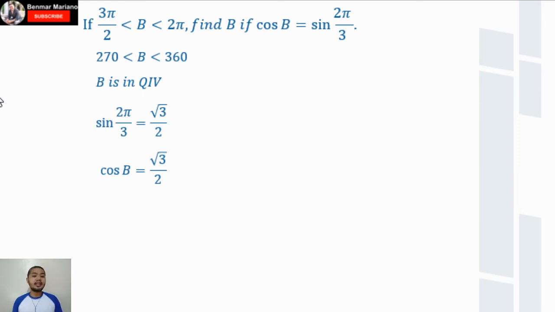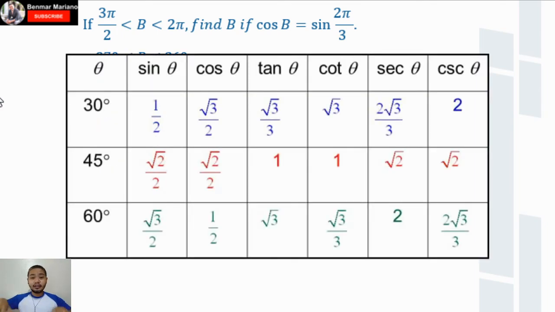So we need to find an angle. Based on our example, definitely this will be a special angle. So we're now going to identify the value of B. What is that angle that when you get the cosine of that angle, we will get square root of 3 over 2? Now, I'm going to present this table, not to identify what is cosine square root of 3 over 2. Cosine B is equivalent to square root of 3 over 2.